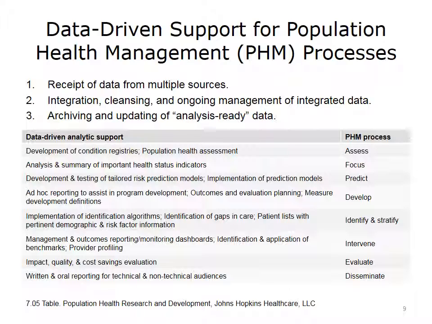Then once we have identified and stratified a population based on risk, we can begin our management and outcomes reporting on monitoring data boards so that we can monitor our interventions over time and apply continuous quality improvement methods. Identification and application of benchmarks is also important. So how does our population compare, after risk adjustment, after adjustment for age and demographics, and other indicators such as complexity of disease, to other populations and other benchmarks?